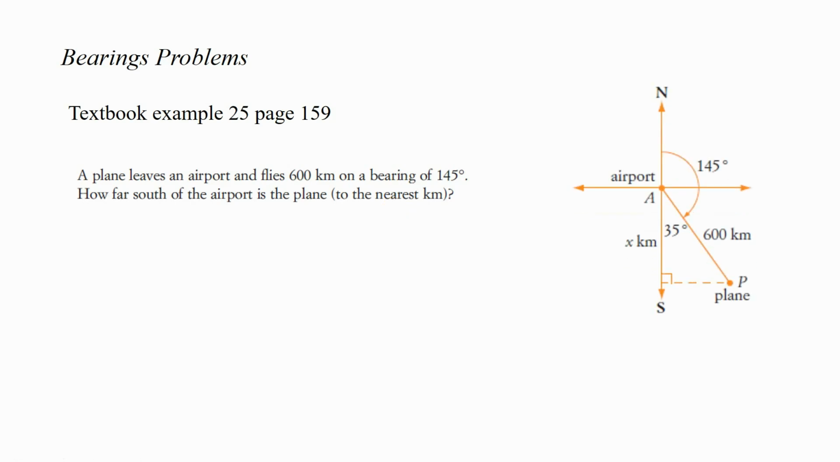And the textbook has this diagram which shows us all the important elements. Our airport, the compass, we have our 600 kilometres for the plane, that's where the plane now is. We have a bearing of 145 degrees and X kilometres, how far south? That's the distance we want to find.